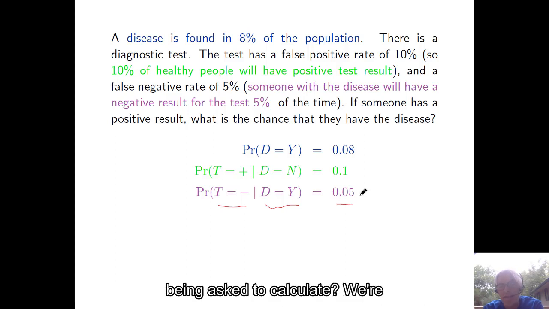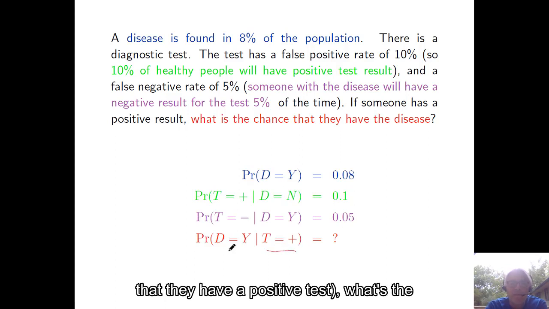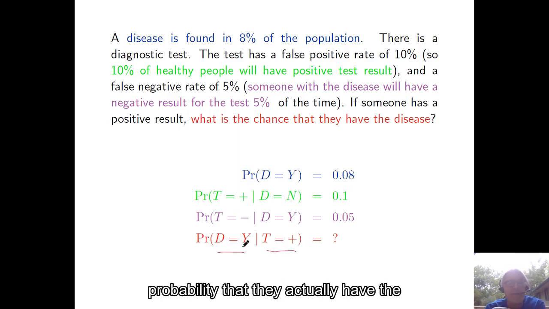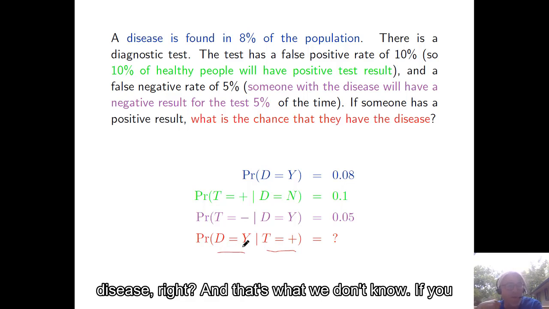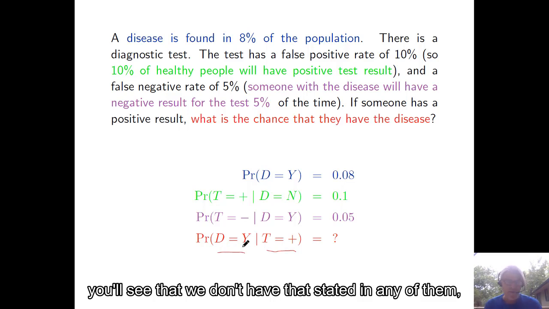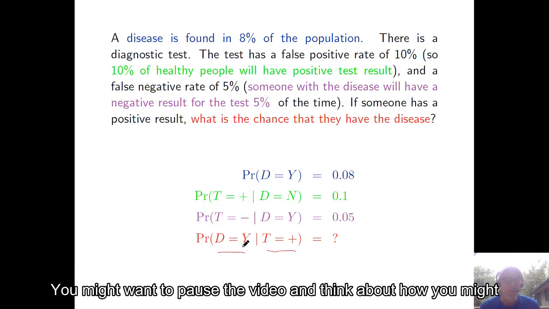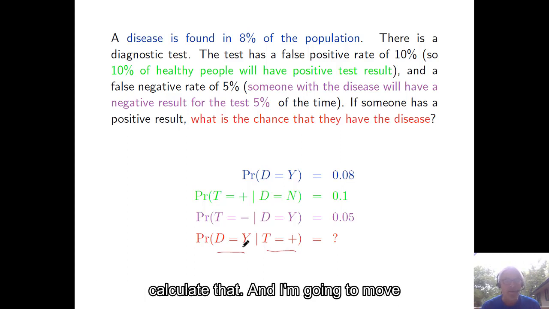What are we being asked to calculate? We're being asked to calculate, if someone tests positive, so given that they have a positive test, what's the probability that they actually have the disease, right? And that's what we don't know. If you look through these probability statements, you'll see that we don't have that stated in any of them, right? So this is something we're going to have to calculate. You might want to pause the video and think about how you might calculate that. And I'm going to move ahead here.